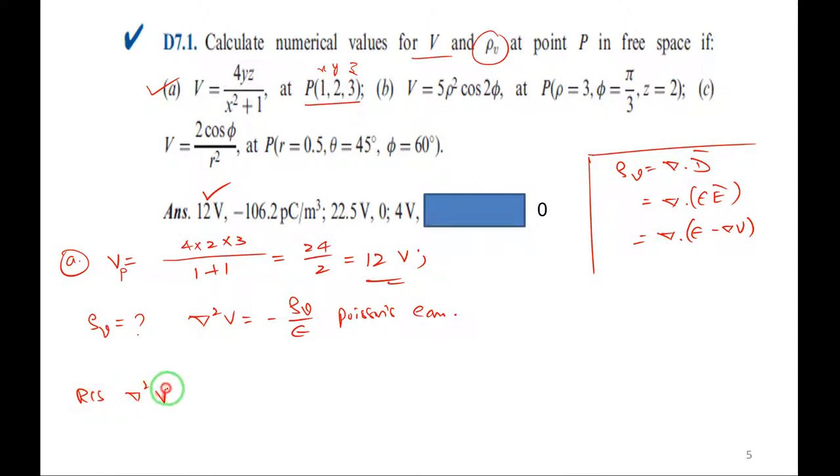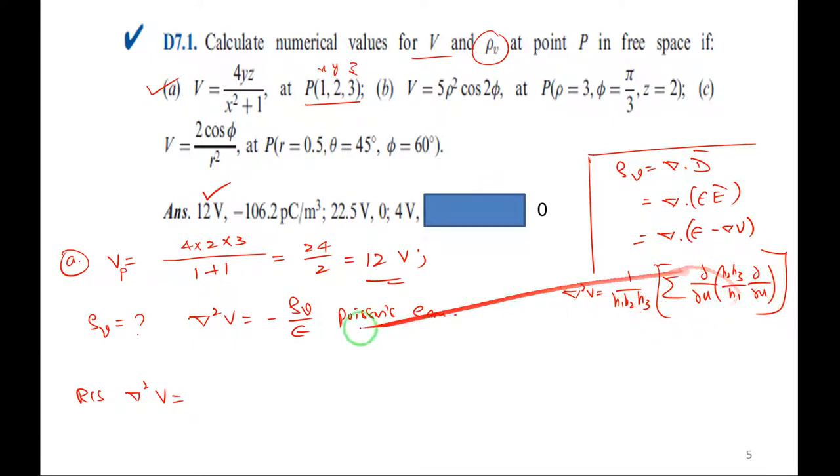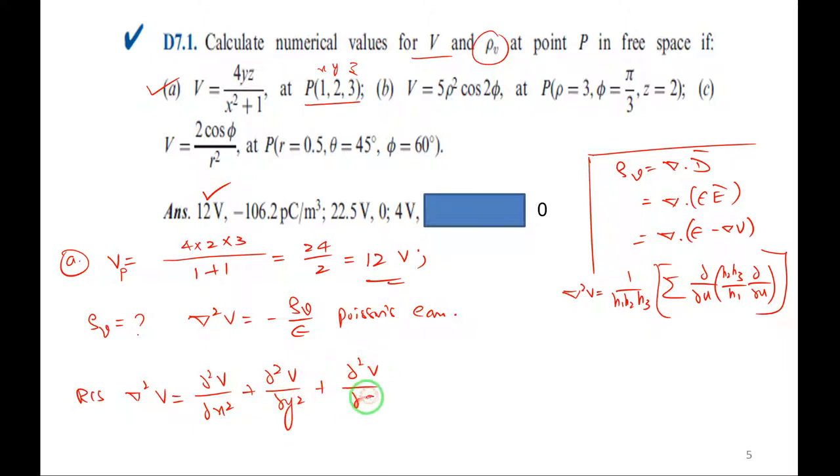It is very easy to write this formula, and there is no need to remember it. That is del square V. Just I'll write the general formula: 1 by h1 h2 h3 into the summation of dou by dou u of (h2 h3 by h1 into dou by dou u). No need to use this formula. Directly in Cartesian I can write it as dou square V by dou x square plus dou square V by dou y square plus dou square V by dou z square. So we will calculate this first, which is the LHS. Then we will multiply by minus epsilon.